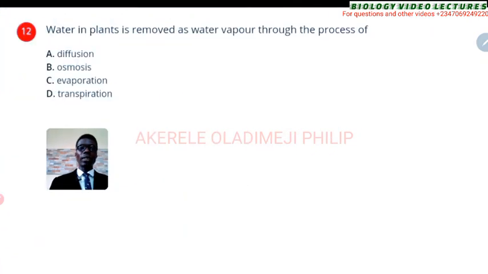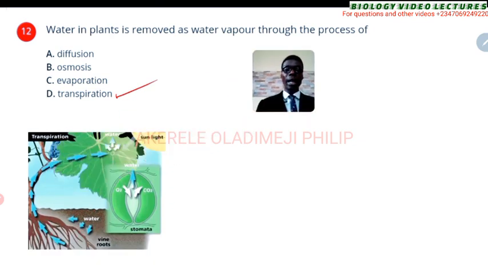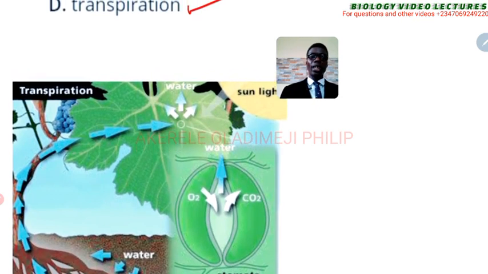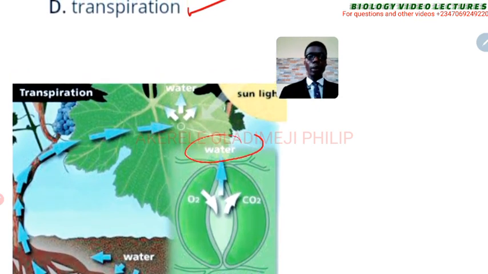Water in plants is removed as water vapor through the process of, I think I mentioned that not quite long, transpiration. Not evaporation, no. It's transpiration. Removal of water vapor through plants is called transpiration. Now, there's something I want you to remember. It happens through the stomata, like I told you, that you can see water coming out of the stomata. Now, this is where it ought to be stoma. Don't mind me, I like to be conscious of spellings.